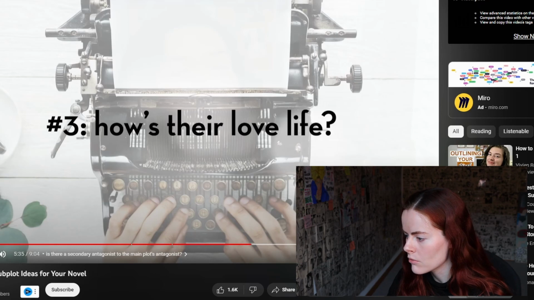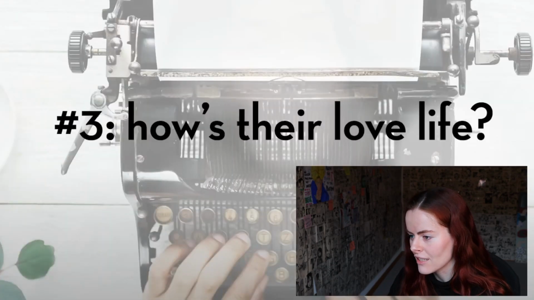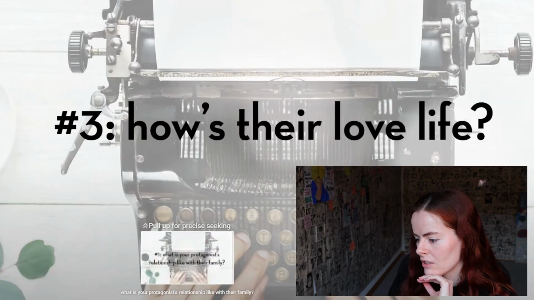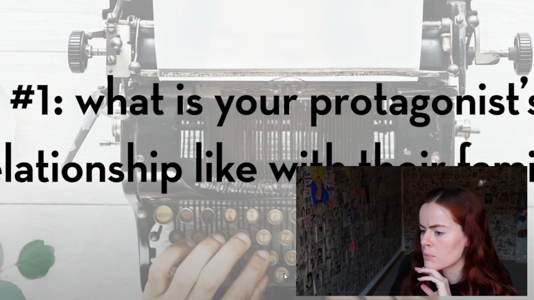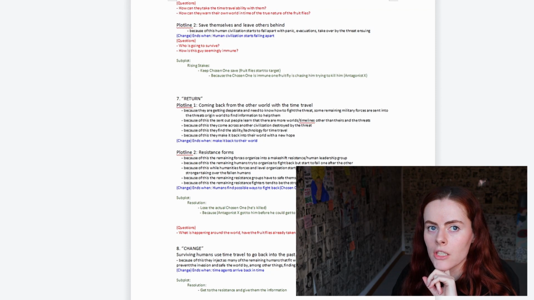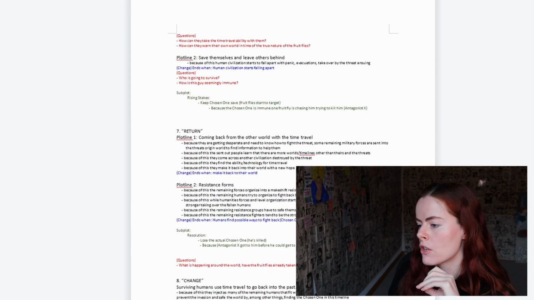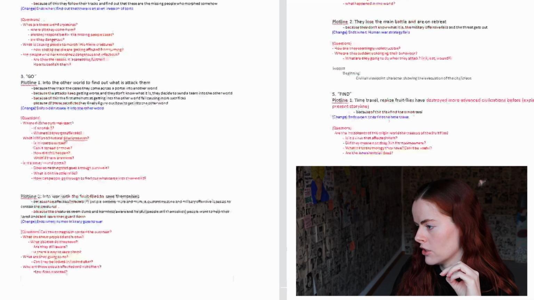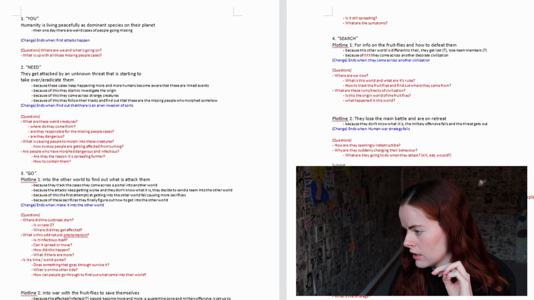So, okay, now I'm extending the challenge, so that now that I could include this second point, I'm trying to include all the suggestions she has for how to start the subplot. The other thing was, what is your protagonist's relationship like with their family? Like I said, I like the idea of having a chosen one who's really obnoxious. So let's have a chosen one who is beginning.